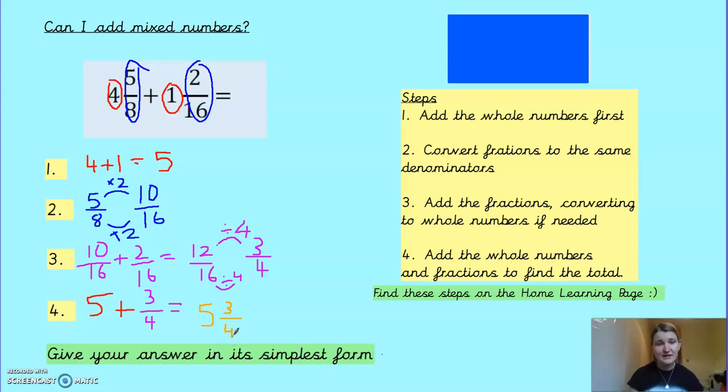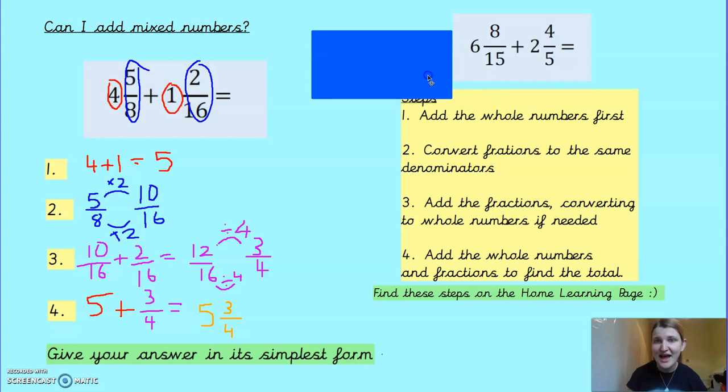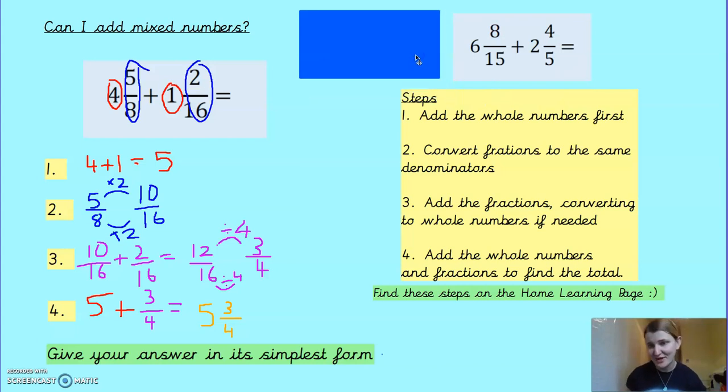Hopefully you can see the breakdown of the steps. Now, we simplified here at the end of step 3. I did that because I was just focusing on the fraction there. There's nothing to stop you from simplifying it once you've done all of the steps. So keeping it as 12/16, 5 and 12/16 is your answer, then simplifying at the end. These steps are on the home learning page. They're going to be really useful for you to follow so that if there's a point you're getting a bit stuck, you can have a little go.